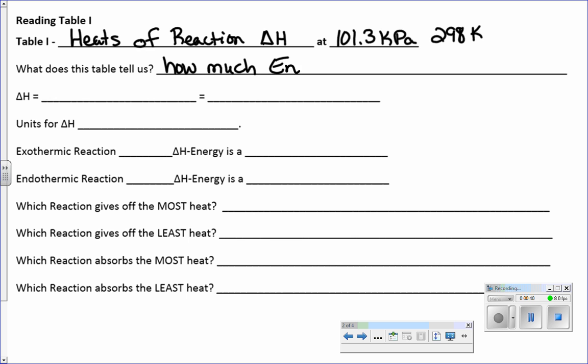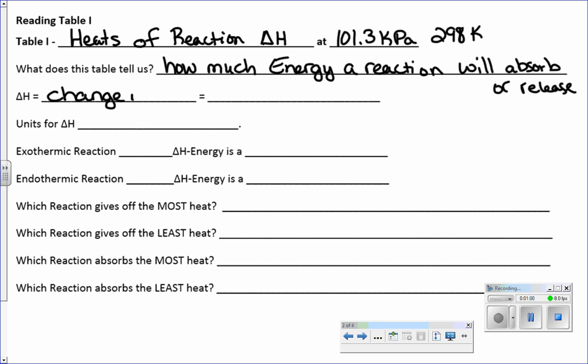energy a reaction will absorb or release at those conditions. Delta H, or our change in heat in a reaction, is also referred to as the heat of reaction.